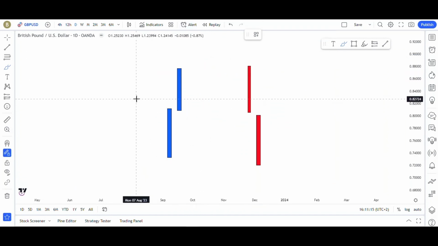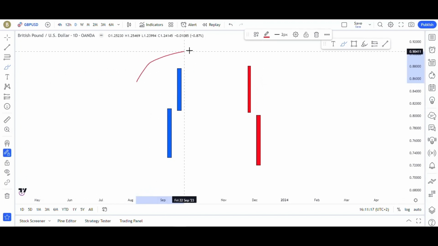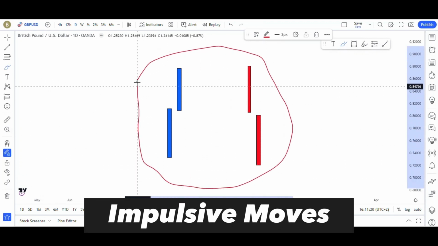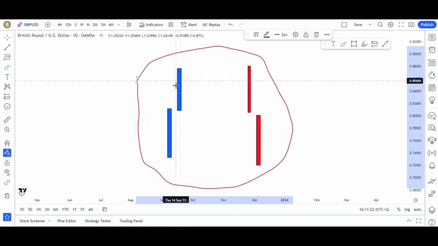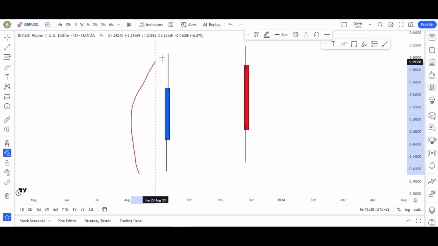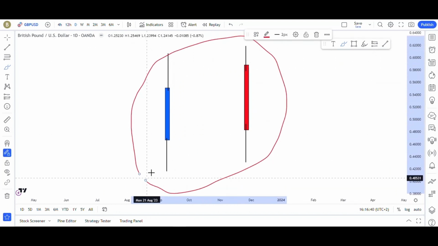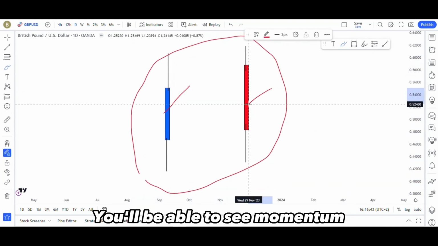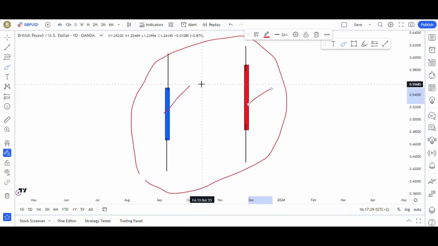And here we have examples of impulsive moves. Most of the impulsive moves we will be looking for will be made of ESC candles, but some of the moves will be like this. They are not ESC, but you will be able to see momentum in the candles. Now I will get back to the chart and find out some impulsive moves and some corrective moves.